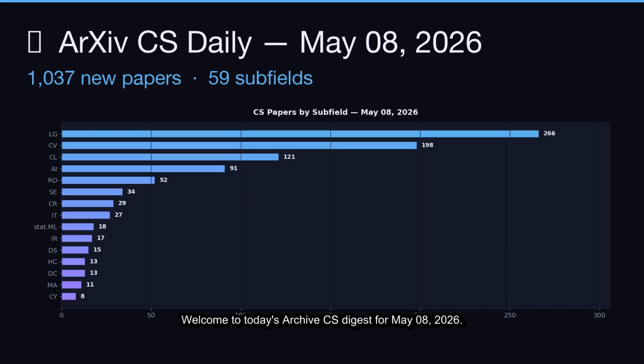Welcome to today's ArXiv CS Digest for May 8th, 2026. We received 1,037 new computer science papers today across 59 subfields. Let's dive into the top picks.